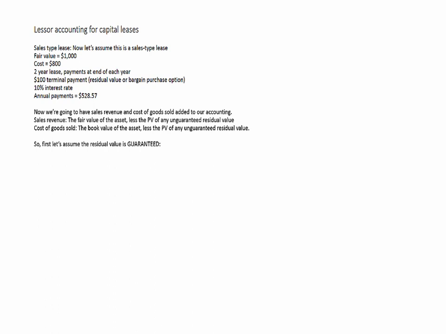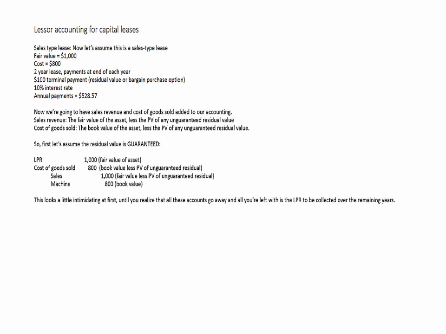So first, let's assume that the residual value is guaranteed, or that there's a $100 bargain purchase option. We'll go ahead and record the receivable in the same manner as before. We take the machine off our balance sheet in the same manner as before. We record sales revenue, and again, this is the fair value of the asset minus the present value of any unguaranteed residual. There is no unguaranteed residual, so it's simply the fair value of the asset. And likewise with cost of goods sold, it's the cost of the asset less the present value of any unguaranteed residual, which doesn't exist.